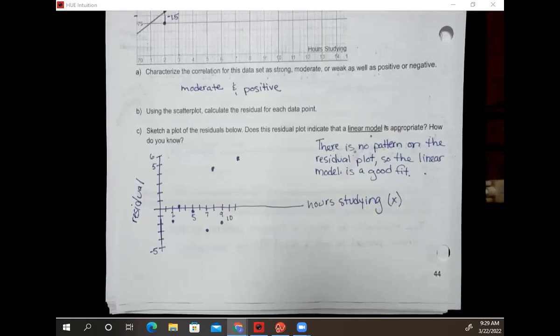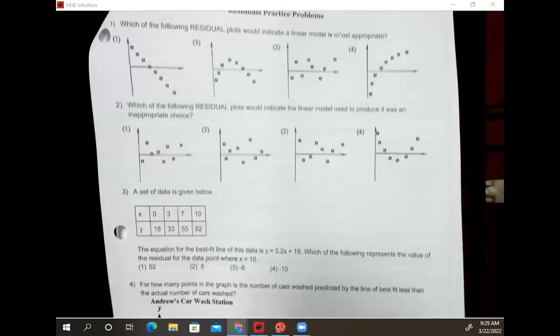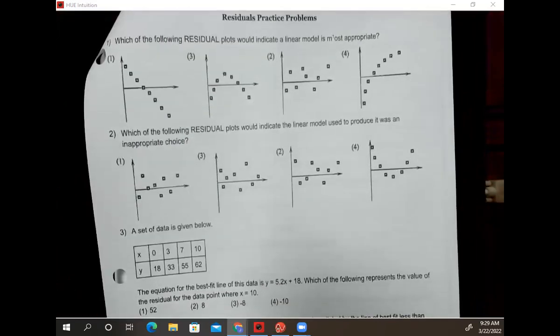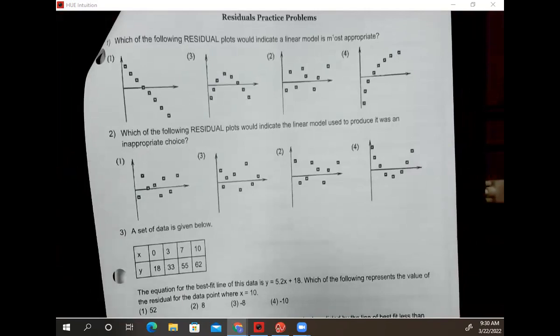Okay, we've got just a couple more examples we're going to take a look at. Turn to the last page in your notes packet, page 45. Okay, you don't have to sketch any more residual graphs for today. They're provided to you. So let's take a look for 1 and 2 at the residual plots that we have and determine which of them indicates a good fit and which of them does not.